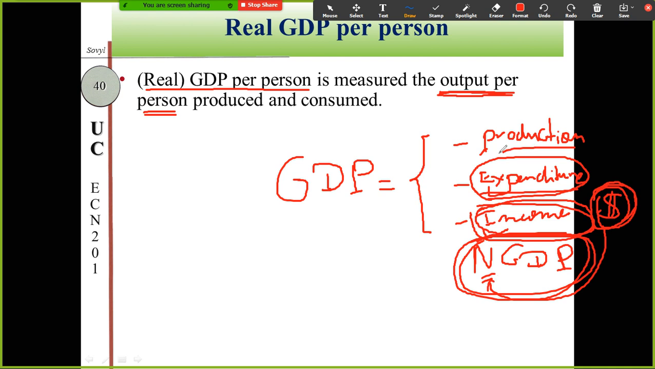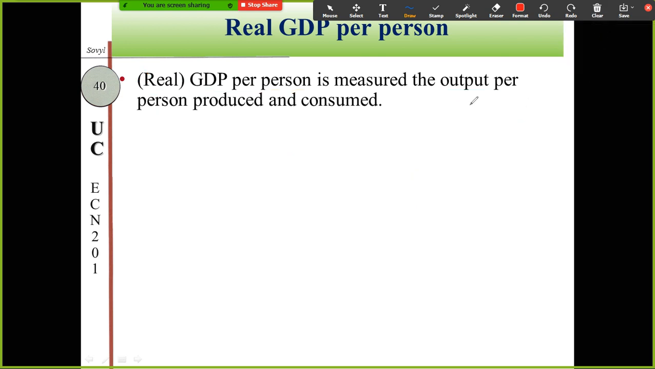When we're talking about output per person, normally we use real GDP per person, because in order to get output, you need to make a physical production, the act of production. This is a real activity. Okay, but in this case, output per person, that's why real GDP per person.